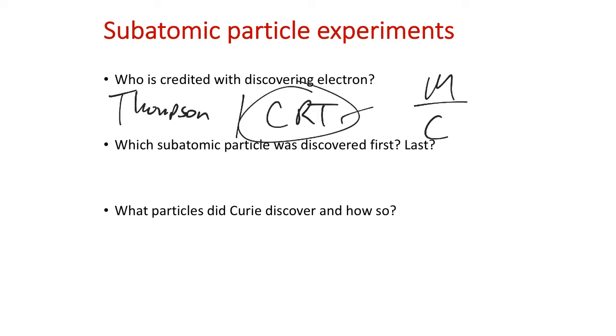Which subatomic particle was discovered first: electron, proton, or neutron? The electron. So that's easy. Which one was discovered last? The neutron, because it's neutral in charge, it's hard to discover. The proton is in the middle.